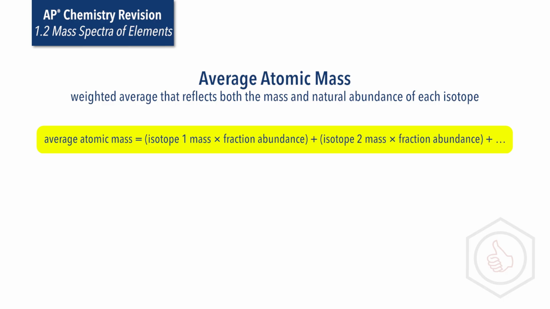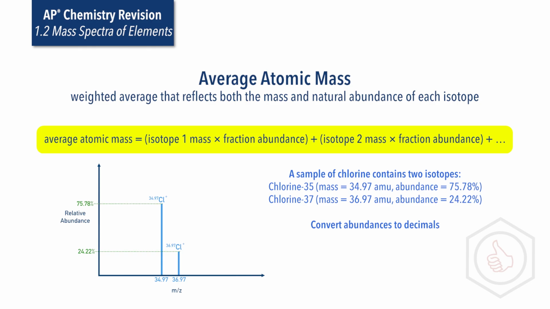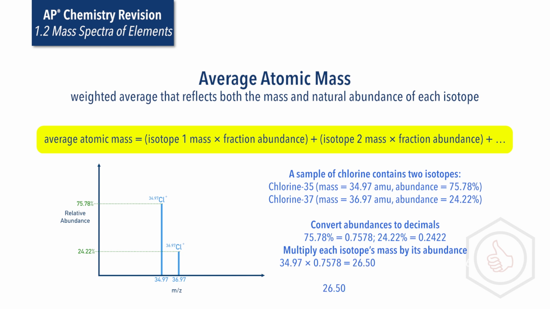For example, if a sample of chlorine contains two isotopes, 34.97 with an abundance of 75.78 and 36.97 with an abundance of 24.22, we can convert these abundances to decimals, so 75.78 equals 0.7578 and 24.22 equals 0.2422. We can multiply these decimals by each isotope's mass to give the relative atomic mass overall. So 34.97 times 0.7578 equals 26.5, plus 36.97 times 0.2422, gives 35.46 in total. So this would be the average atomic mass of chlorine.